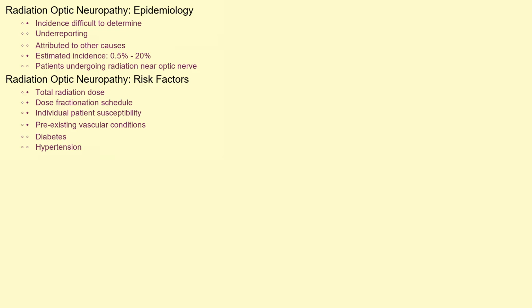The precise epidemiology of radiation optic neuropathy is somewhat difficult to determine, as it often goes underreported or is attributed to other causes of optic neuropathy. However, studies estimate that the incidence ranges from 0.5% to 20% in patients undergoing radiation therapy near the optic nerve. The risk is influenced by factors such as the total radiation dose, the dose fractionation schedule, and how the radiation is divided into multiple sessions. An individual patient's susceptibility matters too; those with pre-existing vascular conditions, such as diabetes or hypertension, may be at a higher risk.